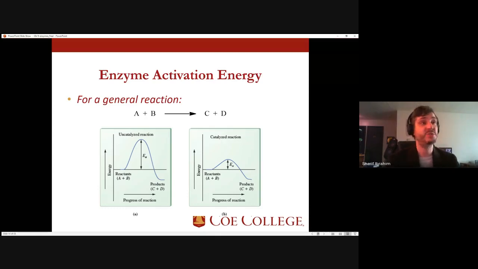Otherwise, that reaction just wouldn't take place. It doesn't have enough energy to make it go. Or you would have to heat up your sample to like 200 degrees in order to get it to go. That's not good for the organism. So if we can lower it down to 98 degrees, that's great.